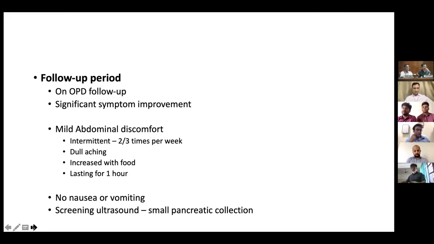A screening ultrasound was done 1 month after the discharge, during which time he was told that he was having a small pancreatic collection, but no intervention was done for the same.